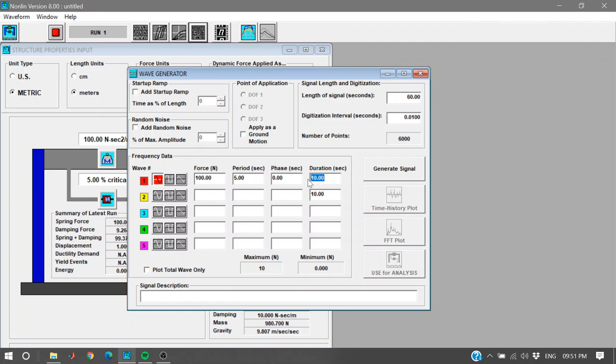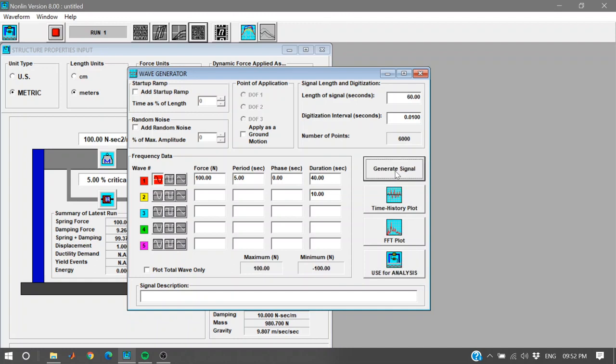So if I put this value as, let's say, 40, that means my forcing function is applied till 40 seconds, and beyond 40 up to 60 it will consider it to be vibrating under free vibration case. So 0 to 40 is forced vibration, more than 40 up to 60 will be free vibration. This is how we can decide. Once you have entered all the required parameters, we'll select this generate signal.